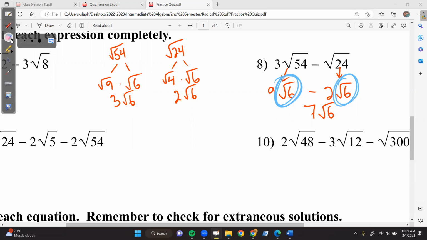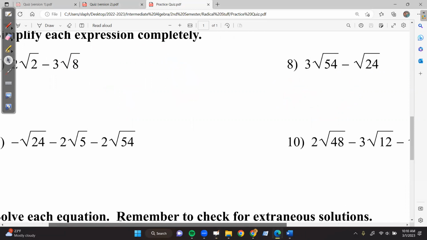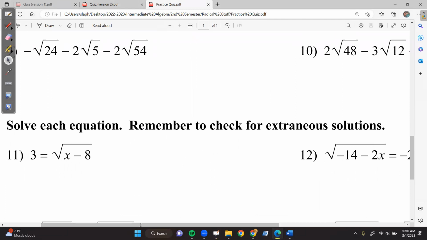Let's go again. Problem number 8, más práctica. How do we break down the square root of 24? 6 and 4, 4 and 6. And so when I break down the square root of 24, I break it into the square root of 4 times the square root of 6, which is 2 square roots of 6. And if I re-inject that into the problem, it will say negative 2 roots of 6. Done.